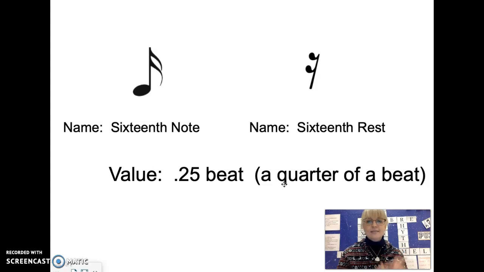We call it T. This is a 16th rest. You'll notice it looks similar to our 8th rest, but now it has 2 of these little flags on it, and it's worth a quarter of a beat of silence.